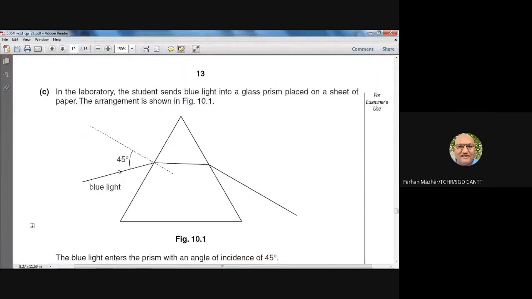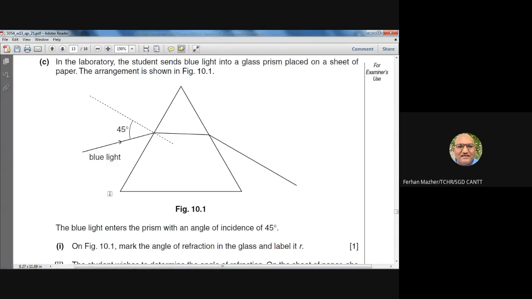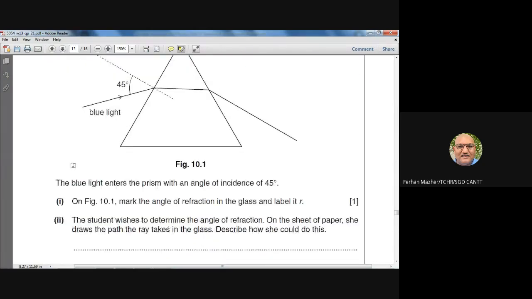Okay, so part C of question number 10. In a laboratory, the student sends blue light into a glass prism placed on a sheet of paper. The arrangement is shown in figure 10.1. So this blue light is entering this prism, and from here it is emerging. The blue light enters the prism with an angle of incidence of 45 degrees. On figure 10.1, mark the angle of refraction in the glass and label it R. So here, this angle is the angle of refraction, and you will write R here.